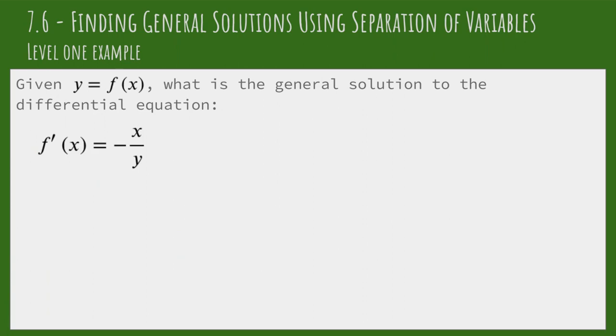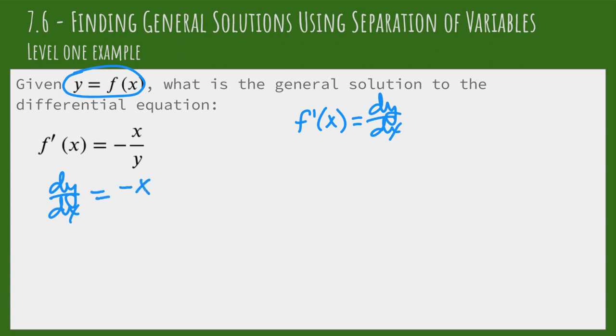On this one, we have our derivative defined as f prime of x, but notice that y is defined as f of x. So that means f prime of x is going to be the same thing as dy dx. So the first thing I'm going to do right here is rewrite this as dy dx is equal to negative x over y. Then to separate the variables, we're going to multiply by dx, and we're going to multiply by y. So we get y times dy equals negative x times dx.